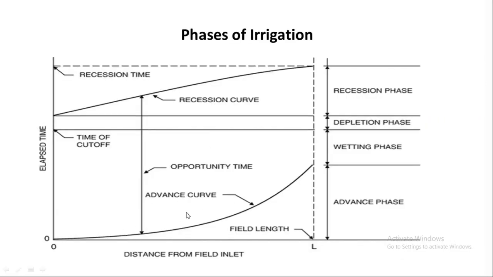The first phase is the advance phase. When water reaches the end of the border, the advance phase ends. Then begins the wetting phase, which continues till the time of cutoff. Then starts the third phase, which is the depletion phase, which ends when water disappears from the inflow end. And this is the final phase, the recession phase. It continues till water has disappeared from all the points in the border.